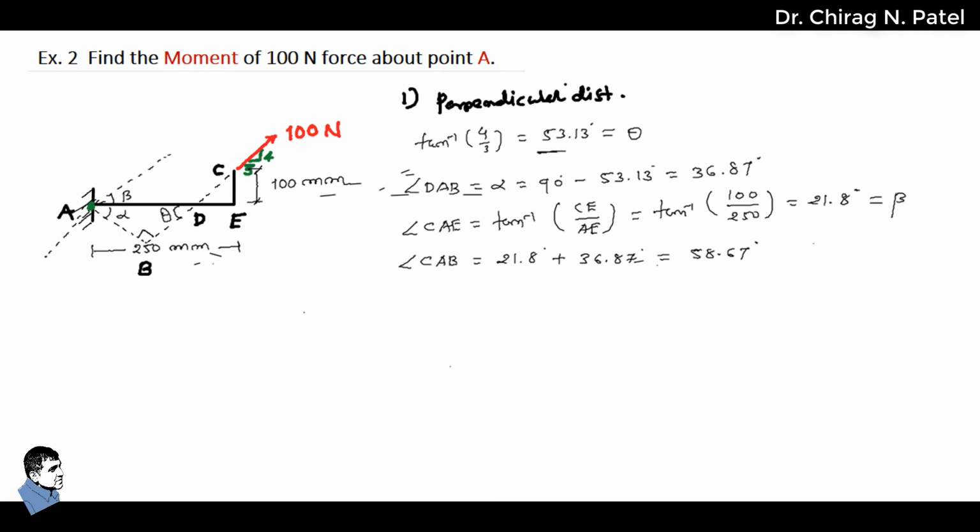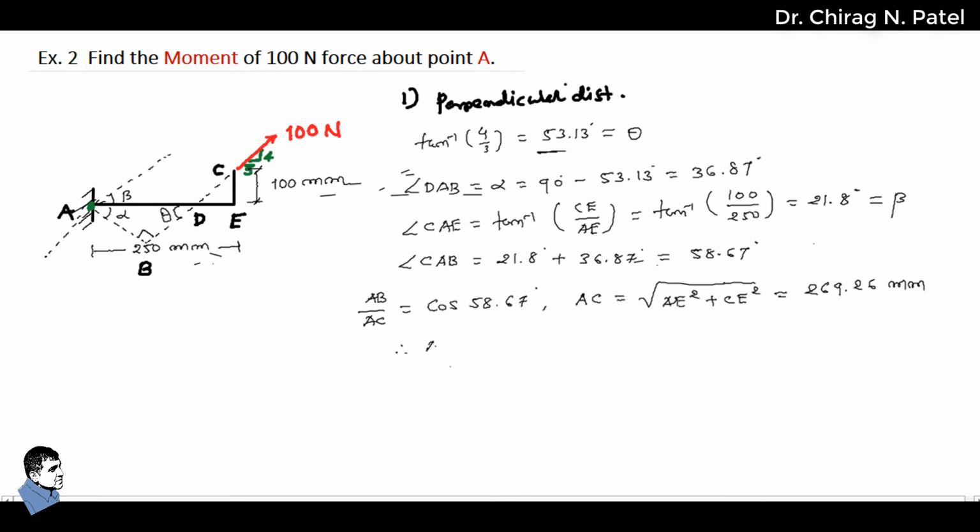Now, considering triangle ABC, we have AB divided by AC equals cos of 58.67 degrees. By the rule of triangle, we can also use AC equal to the square root of AE squared plus CE squared, and if we solve that, the answer would be 269.26 mm. This is the value of AC.